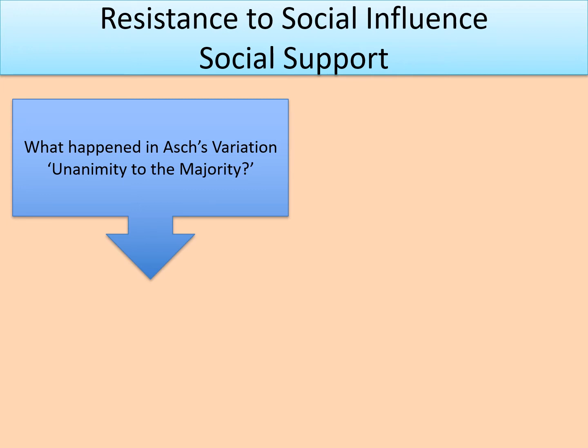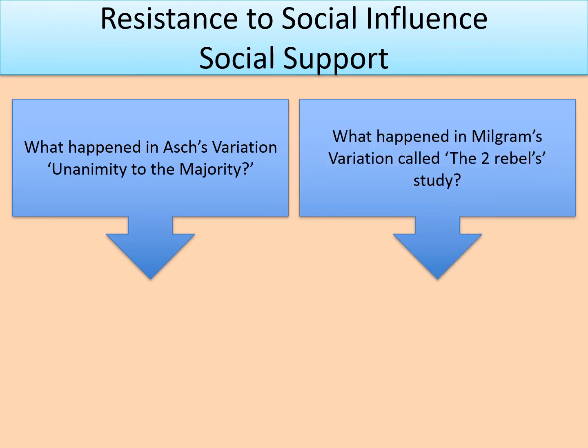The first one, social support, is actually quite easy because we've done all the work for this already. So pause the video and just make a note: what happened in the Asch variation called unanimity of the majority? And then pause the video again and write down what happened in Milgram's variation called the two rebels study.